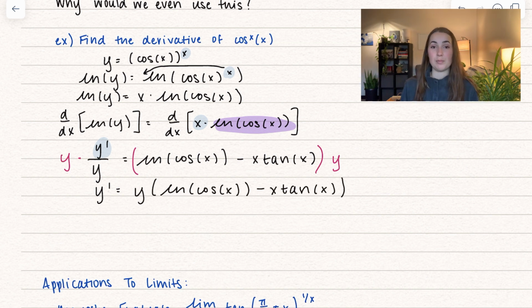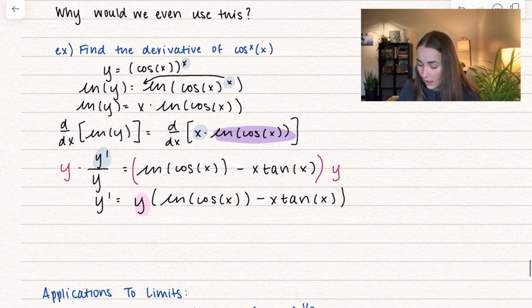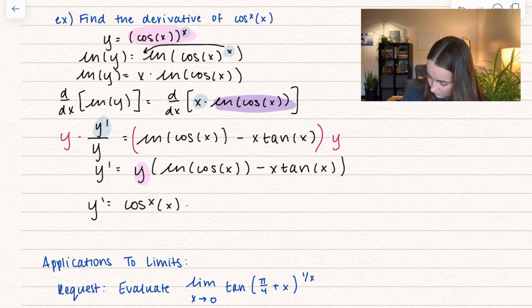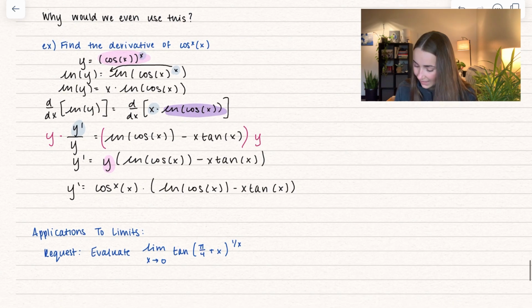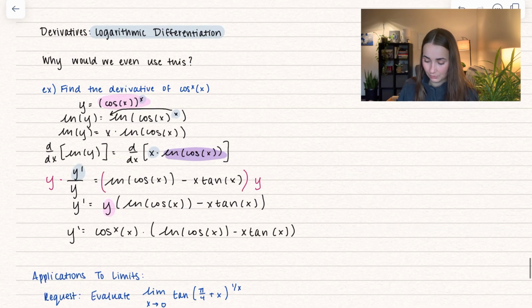Okay, so we have y prime all by itself, but we're actually not done yet, because notice in here, we still have a y. I want everything in my solution to be in terms of x. So I'm going to replace y with what it was originally equal to. Here we have y equals cosine of x to the power of x, so I'll go ahead and replace that. And there we have our final solution. So the point of logarithmic differentiation is when we have a function raised to a variable, we want to get that variable out of the exponent so we can actually take the derivative.